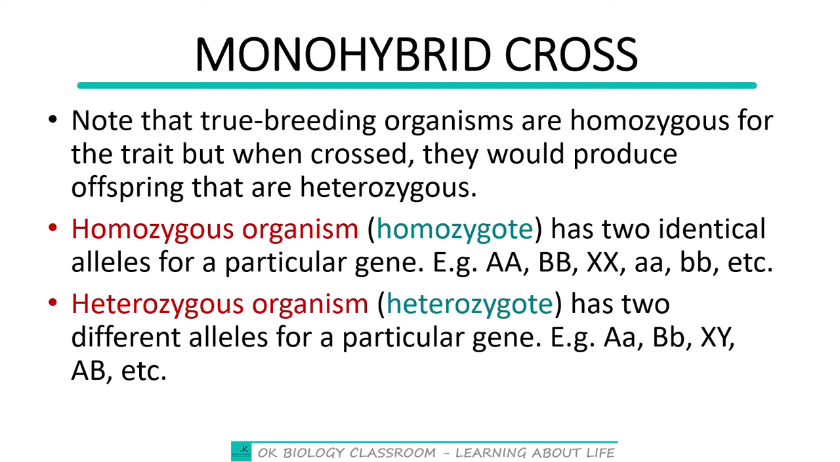Okay, so now you know what F1 is, you know what F2 is, you know what homozygous means, you know what heterozygous means. So we can now start by looking at our monohybrid cross, which is what we want to do in this particular lesson mainly.